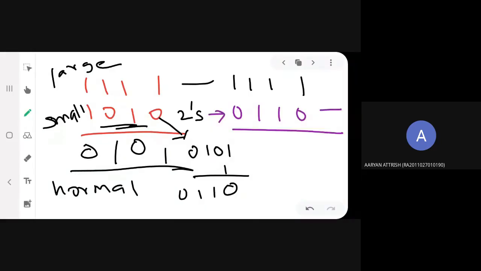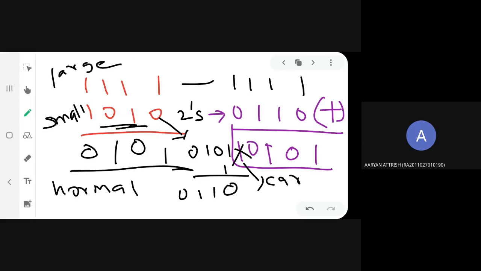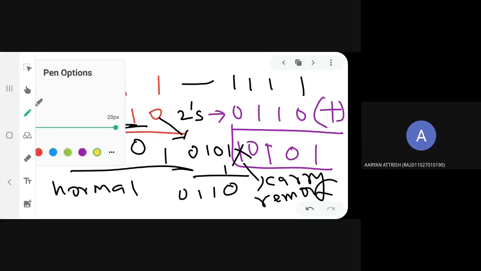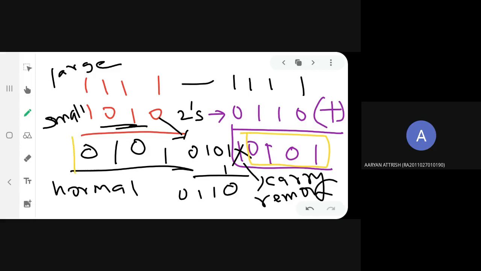Now again I have to add both these numbers. So if I add 1, then 0 carries 1. So 1 again carries 1. So this will be the answer. Not just the answer, what is the carry here? 1. So that carry I will be discarding. I will remove the carry. So what is the rest? 0101. So here also 0101. So are the answers matching or not matching, normal method and two's complement?